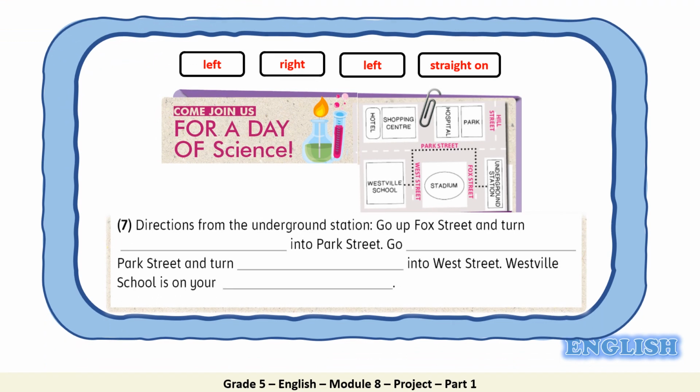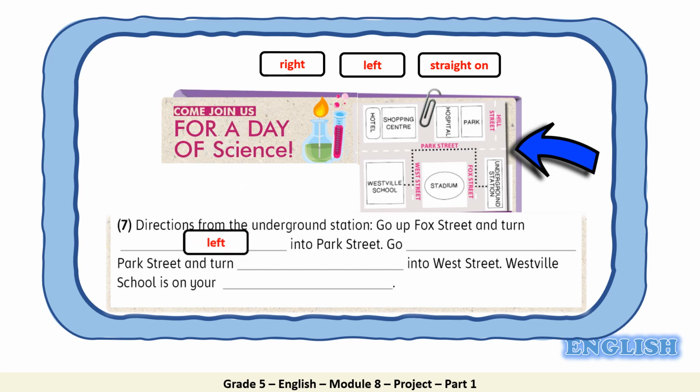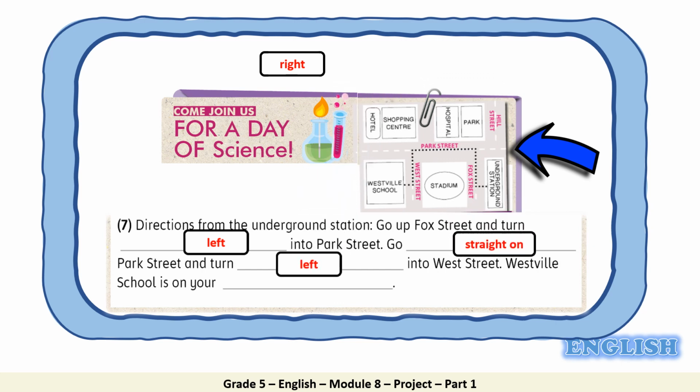As I told you before, to complete number 7, we need to look at the map carefully. Let's see. Directions from the underground station. Go up Fox Street and turn left into Park Street. Go straight on Park Street and turn left into West Street. Westville School is on your right. Did you check all the answers? Good job!